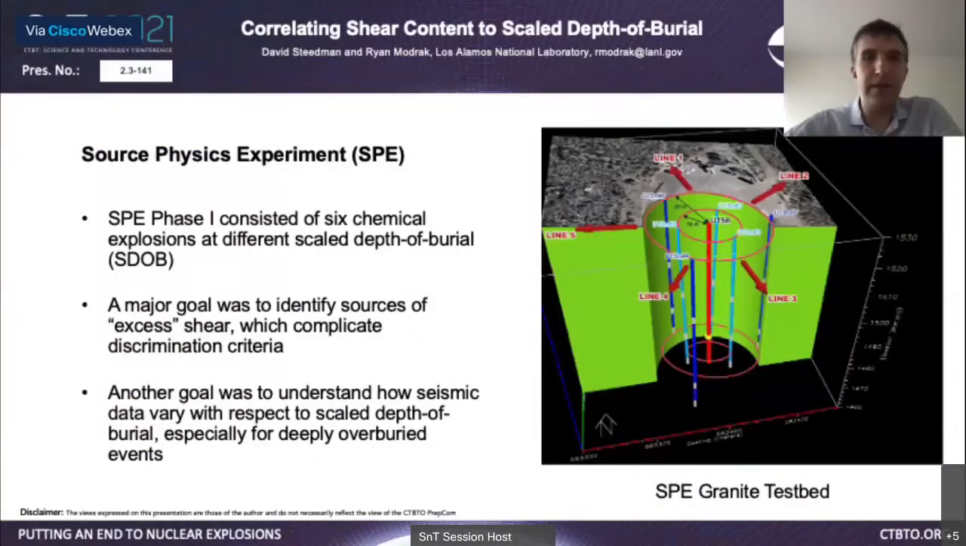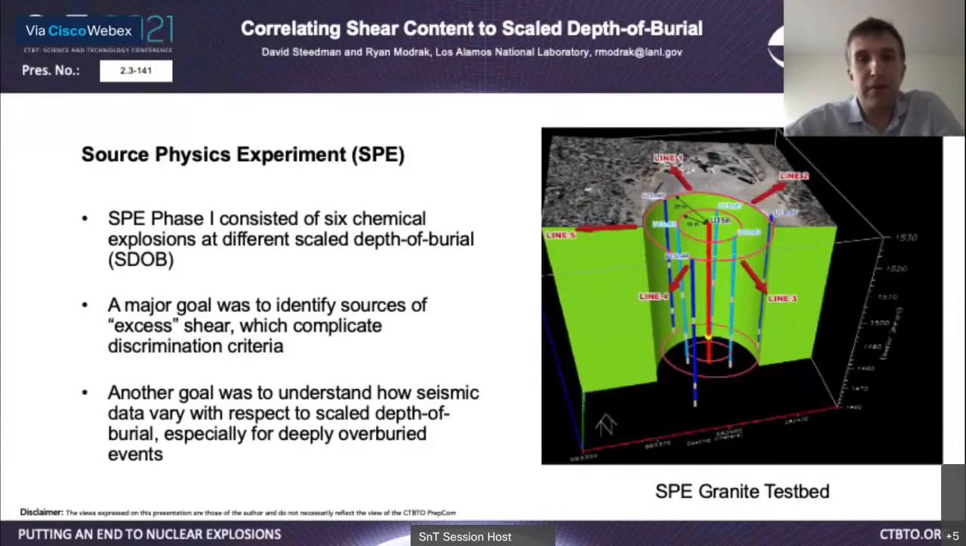And so our results today are based on seismic data from the source physics experiment, phase 1, which consisted of 6 buried chemical explosions in Nevada. All of these explosions, in fact, were detonated within the same borehole. However, depth within the borehole and yield varied significantly. Thus, in analyzing these tests, we used the scale depth of burial concept, which accounts for the opposing effects of depth and yield on surface excitation.